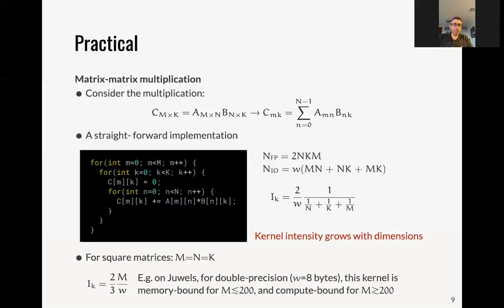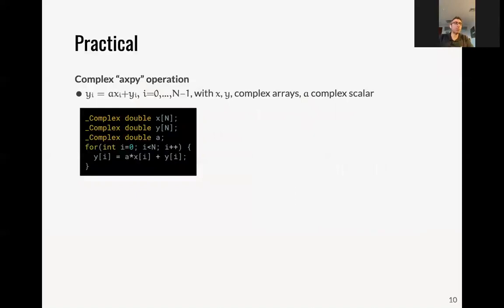Okay, and then the next kernel that I asked you to look into and think about how to count the floating point operations and bytes of IO was this complex AX plus Y operation. So just Y equals AX plus Y, assuming you have N elements and X and Y are both complex vectors or arrays, and A is a scalar. This is what it would look like in C code: you would declare double precision complex X and Y, you would memory allocate these if N is indeed large, and then you would just naively iterate over the elements.